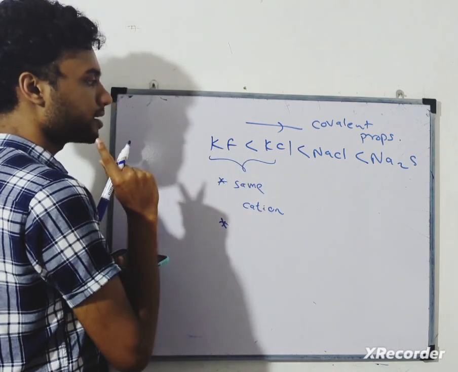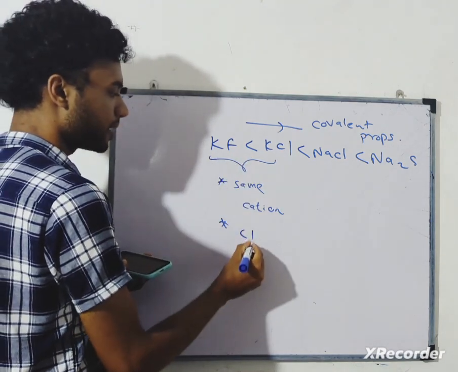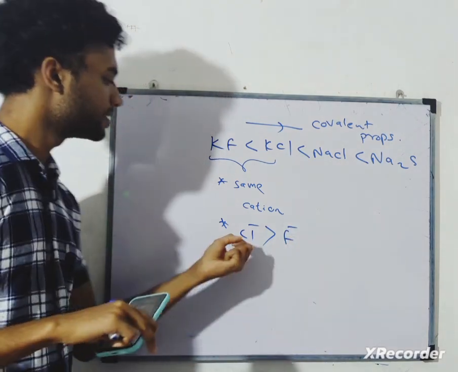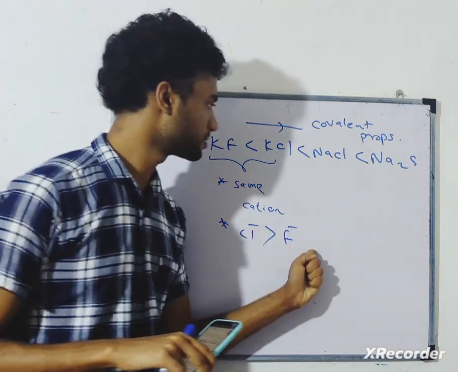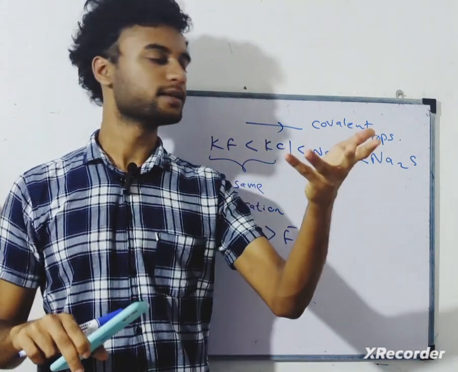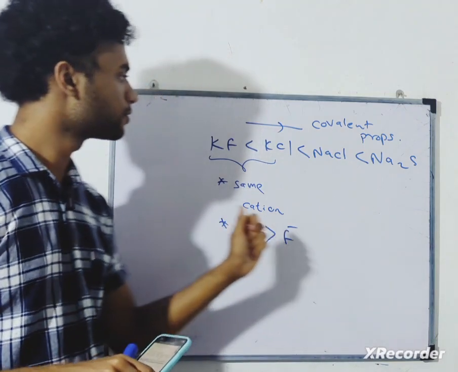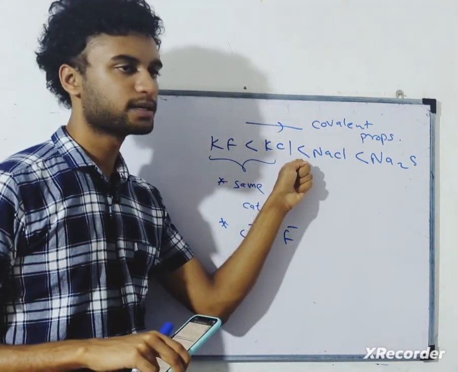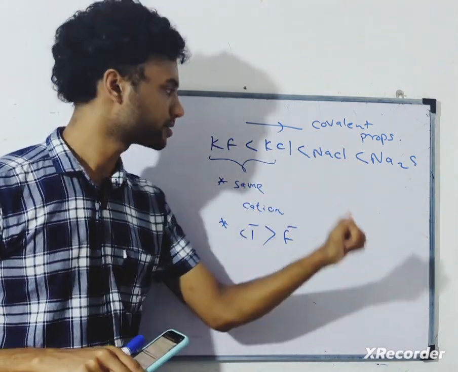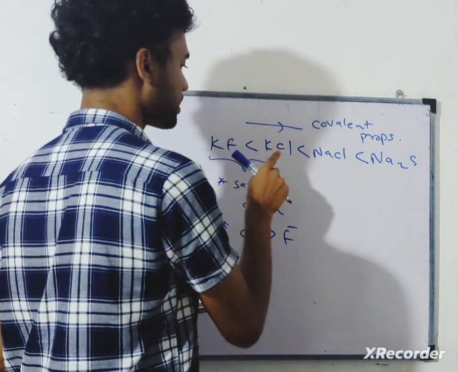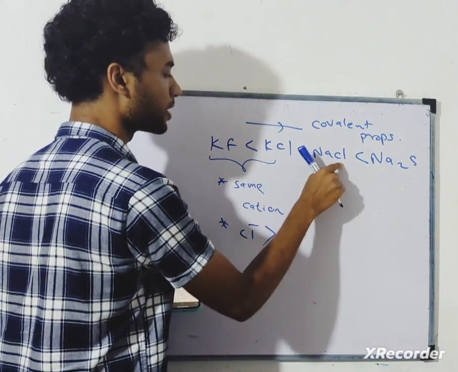Can you see whose anion is larger? Cl minus is larger than F minus. When Cl minus is larger than F minus, the polarizability of Cl minus is greater than F minus. Therefore, KCl has a higher covalent character compared to KF. Very easy. Now we have to compare KCl and sodium chloride.